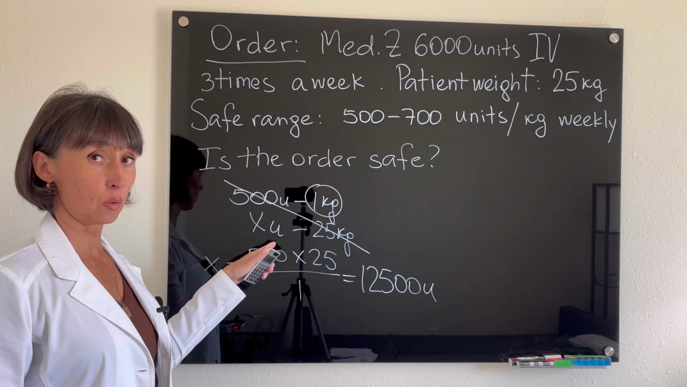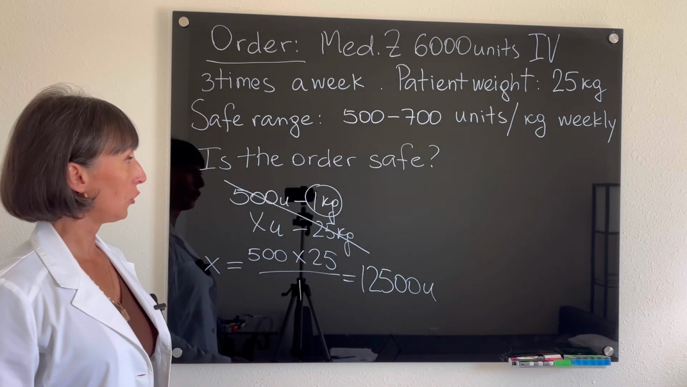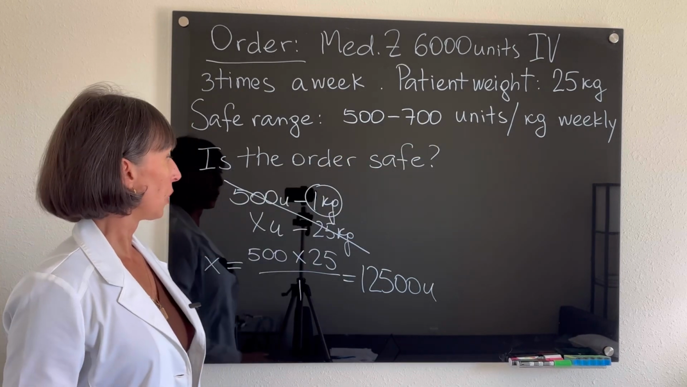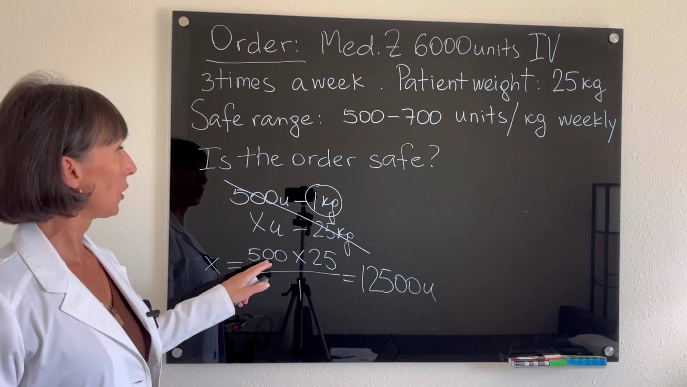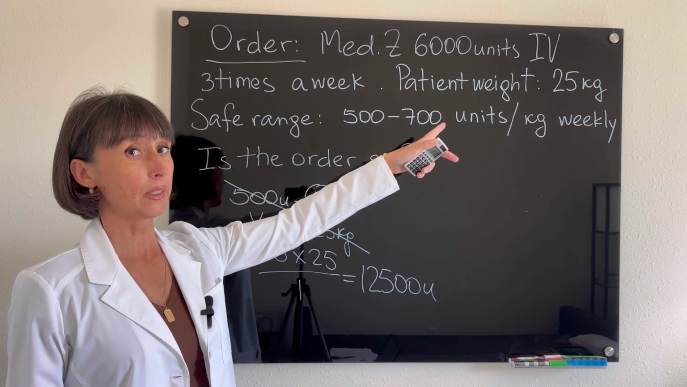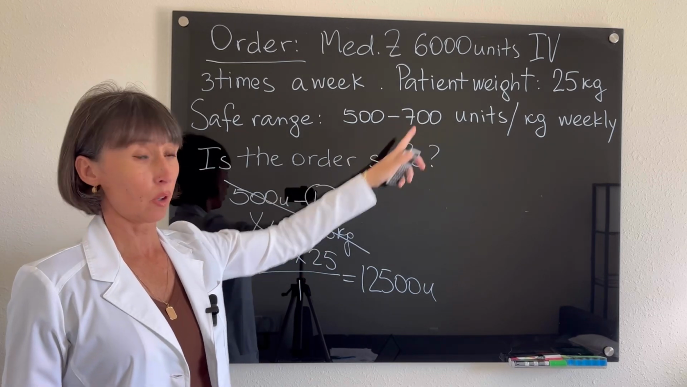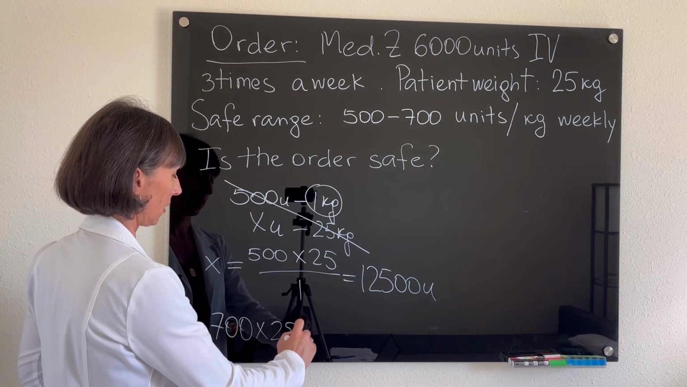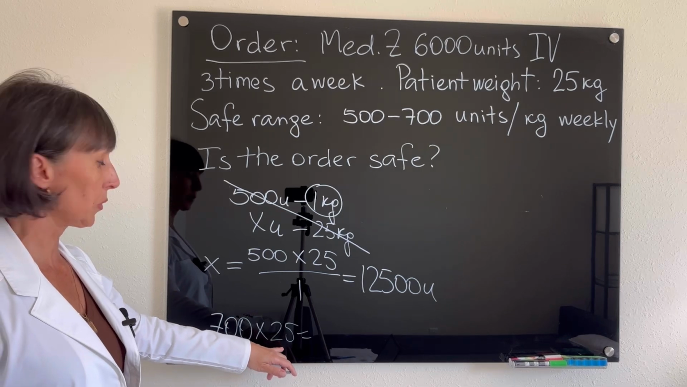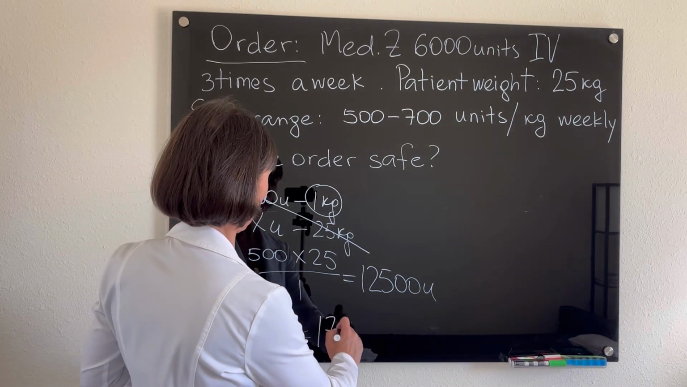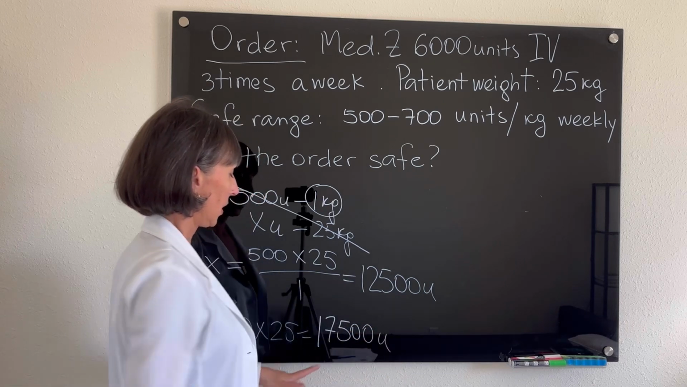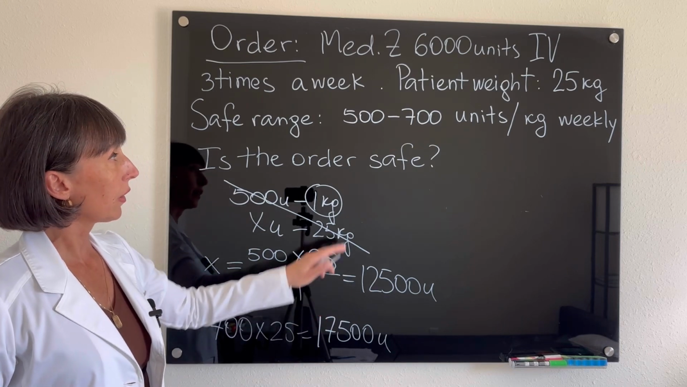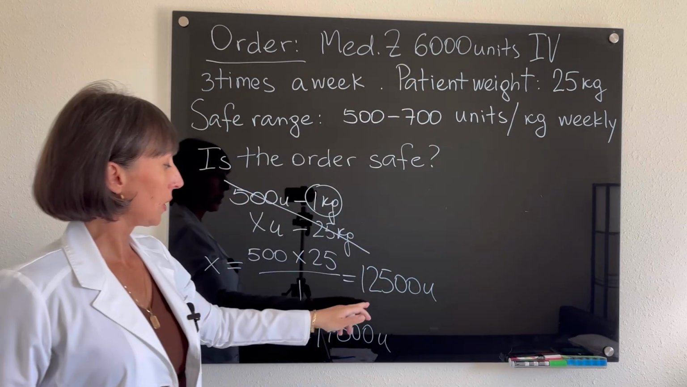I set my x under units, and so I'm getting my answer in units. That's my first number of the range. I do the same with my second number of the range. So do you see that we basically just multiplied 500 by our weight? We can do the same with the second number of the range. 700 times 25 kilograms. This is our second number of the range. So now we can see if we can compare the ordered amount to this range.